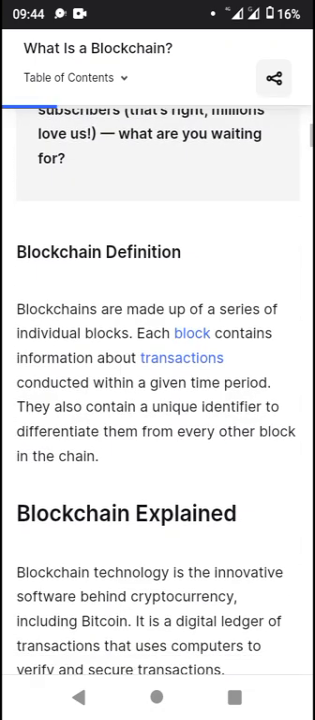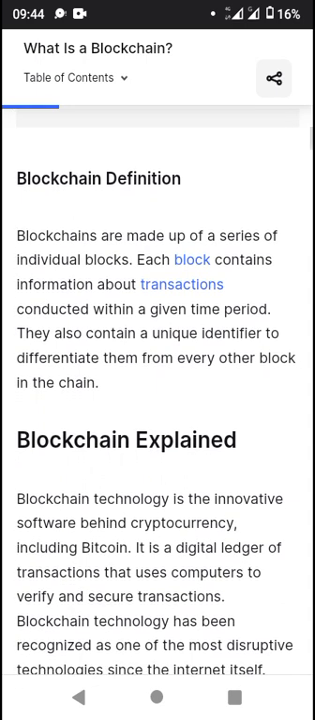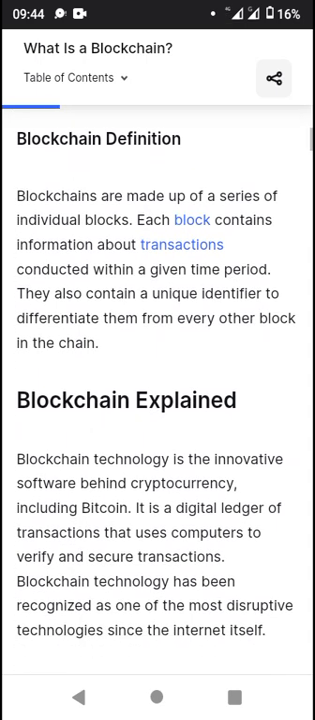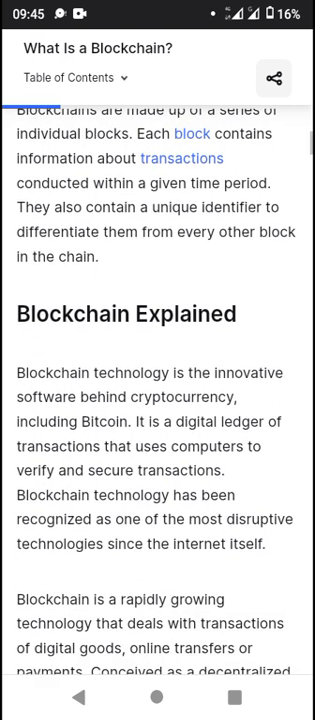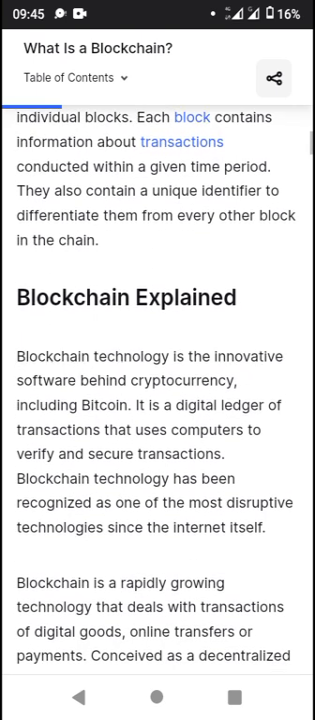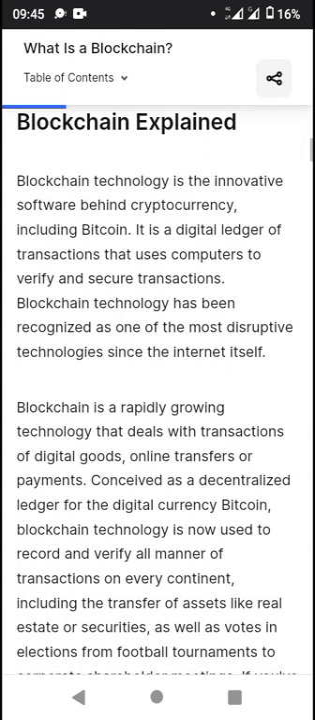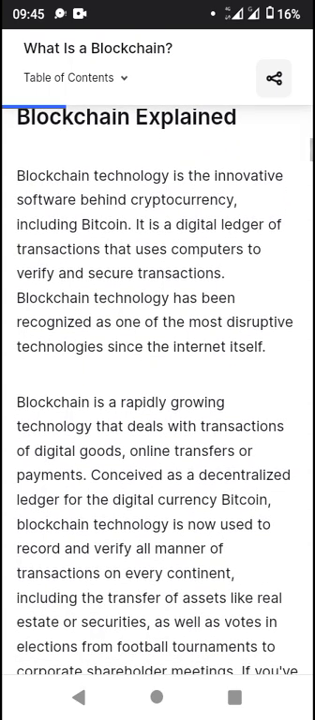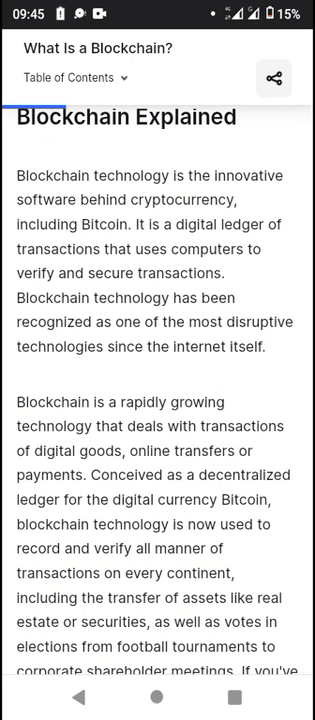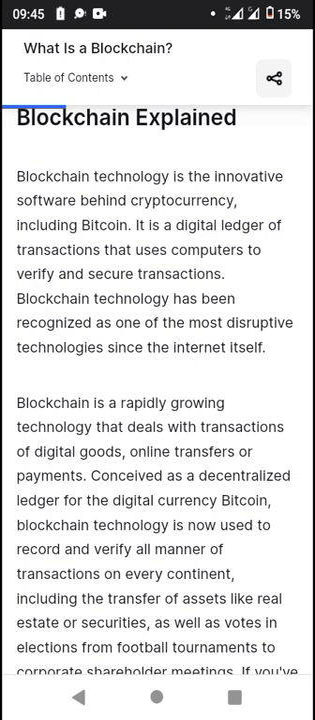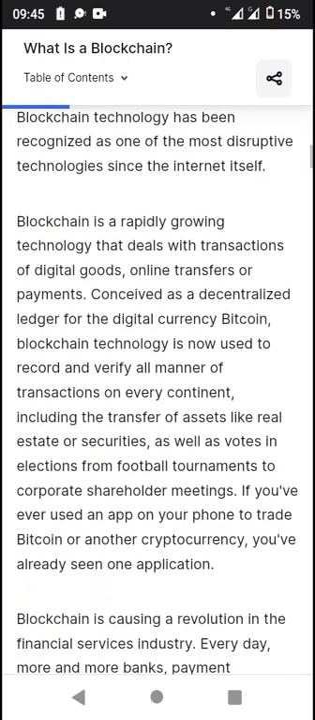So the blockchain definition: blockchains are made up of a series of individual blocks. Each block contains information about transactions conducted within a given period of time. They also contain a unique identifier to differentiate them from every other block in the chain. So blockchain technology is the innovative software behind cryptocurrency, including Bitcoin. It is a digital ledger of transactions that uses computers to verify and secure transactions. Blockchain technology has been recognized as one of the most disruptive technologies since the internet itself.